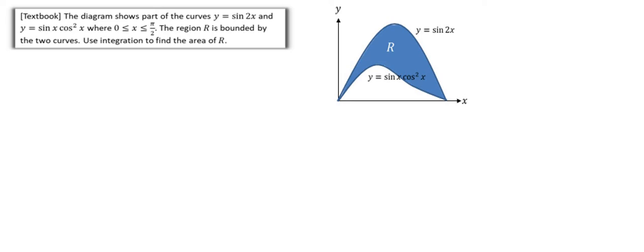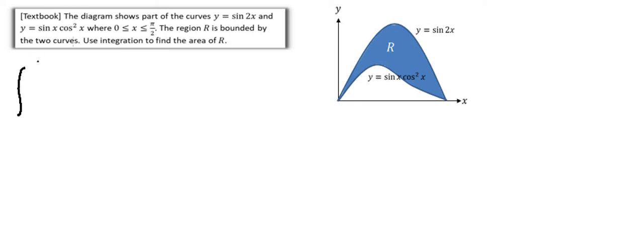Okay, here's a question where we have to integrate to find the area between two curves. So now we've got two functions. Our two functions, it's easy enough. It's basically this function, sine 2x, minus this function, sine x cos squared x. And just like compound area, the shaded area between the two is going to be the answer. So if we're going to take one function away from the other, let's set up the integral.